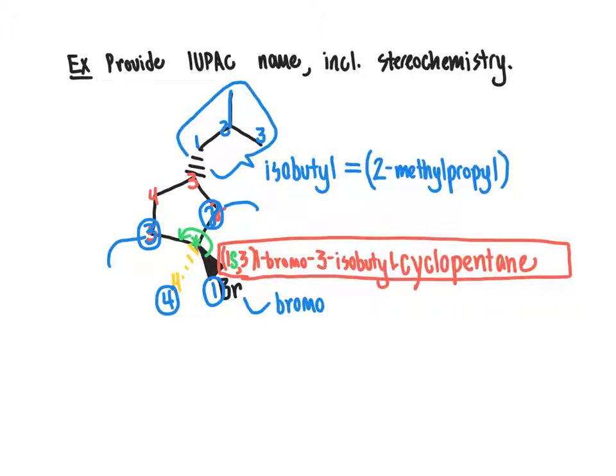We can do the same thing up here at carbon number 3. I'm just going to clean up the structure a little bit by erasing some of the sketches that we've used to determine the chirality at carbon number 1, and we'll go on to carbon number 3 for assigning the chirality now.